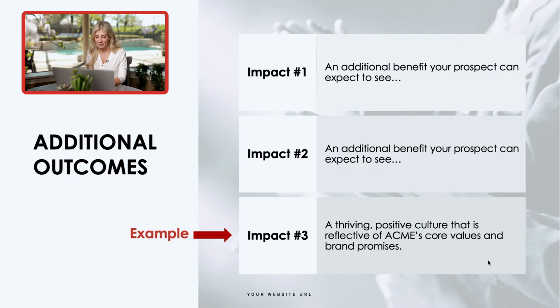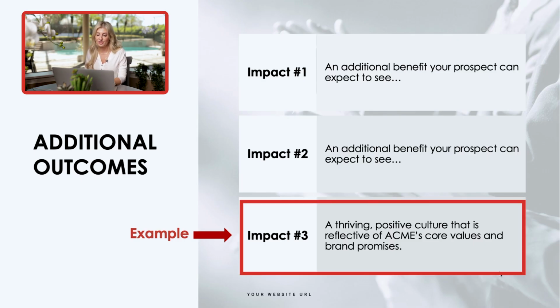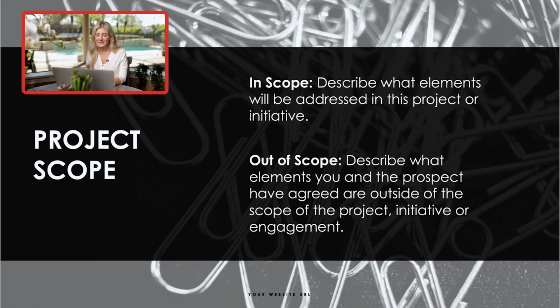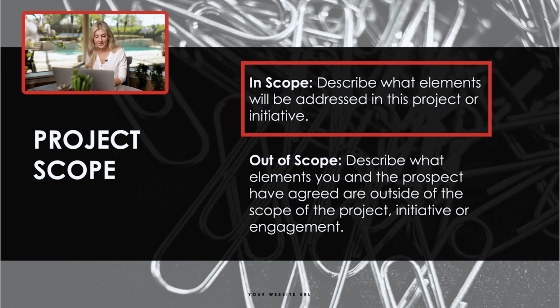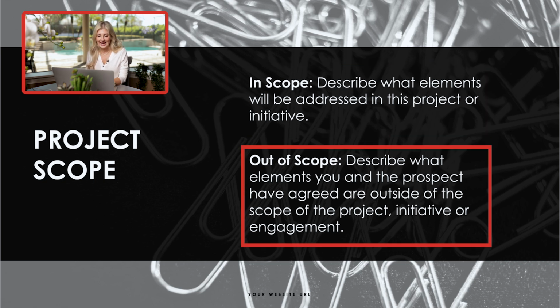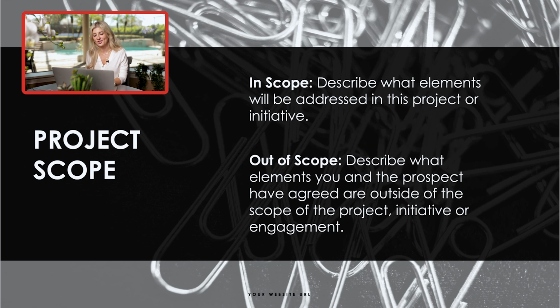And I'll give you an example on impact number 3, a thriving positive culture that's reflective of the company's core values and brand promises. On the next slide, and this is one of the most important slides in your proposal, you want to capture succinctly in one slide what is in scope versus what is out of scope. And don't be tempted in the out of scope section to say anything that's not listed here. What you want to put ideally in the out of scope section are any other services, programs, or offerings that you provide to other clients, because you want them to see that you can provide extra value.